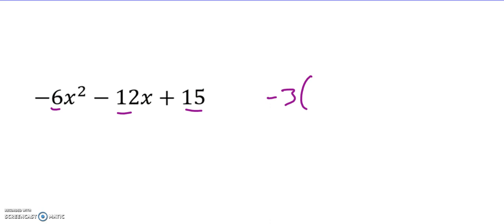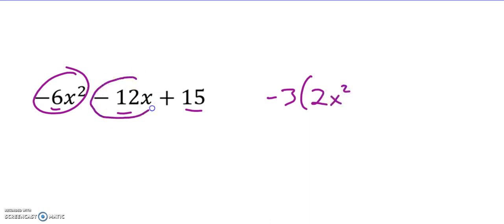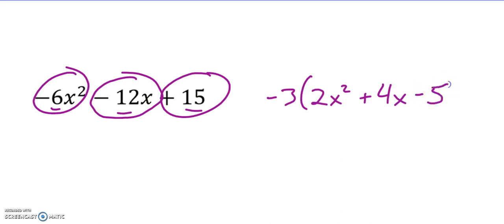And now we just look at what we have left. Well, if I take this term, I divided it by -3. So now -6 divided by -3 is 2. And I didn't take out any variables, so x squared is still there. And then I take this divided by -3. -12 divided by -3 is positive 4. And we did not take out any x's. And then I take 15 divided by -3, I get -5.